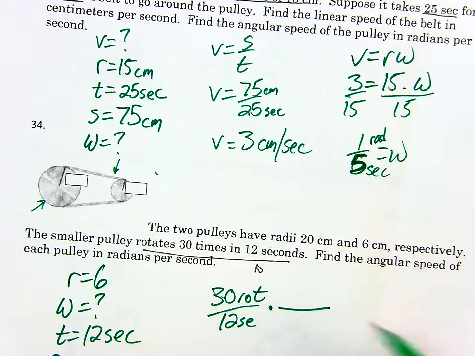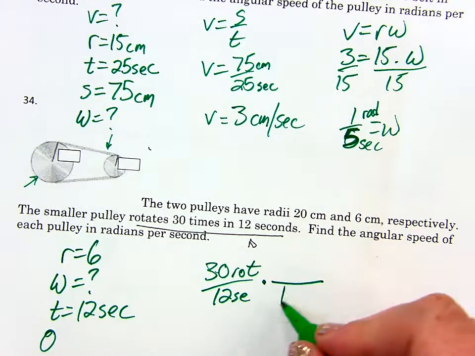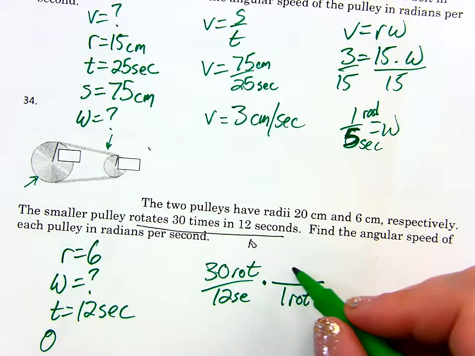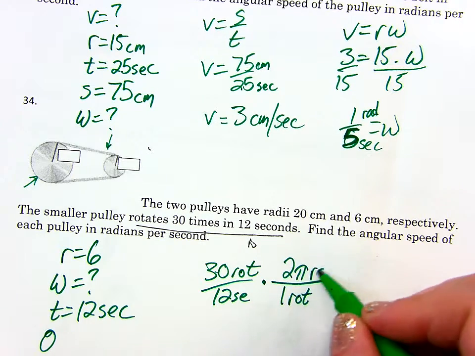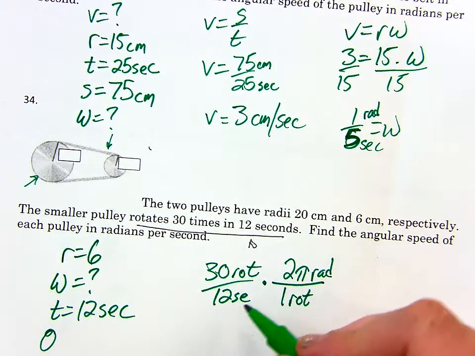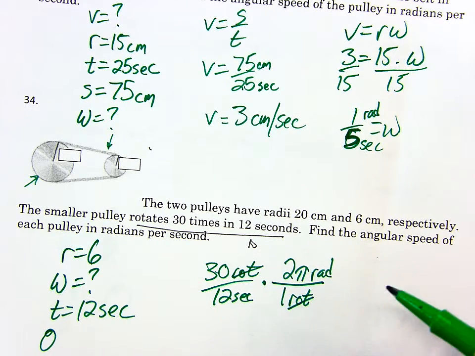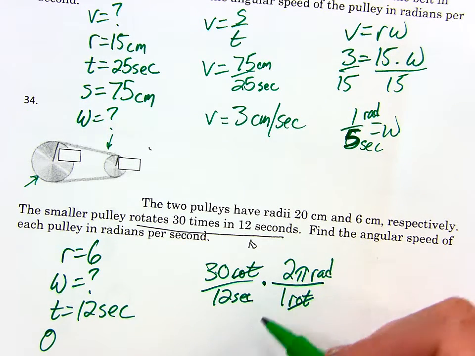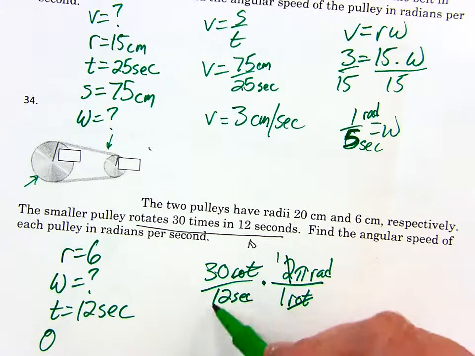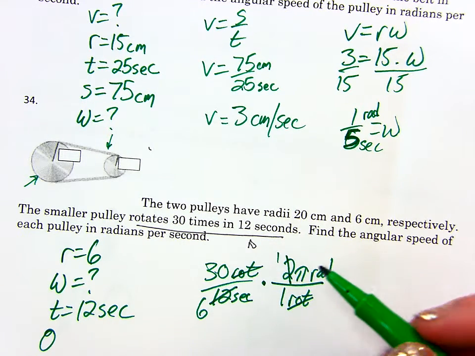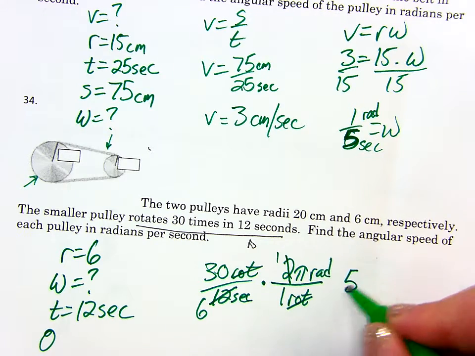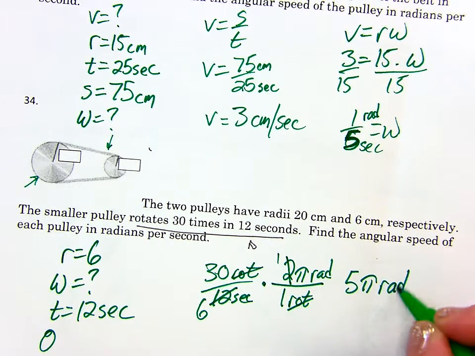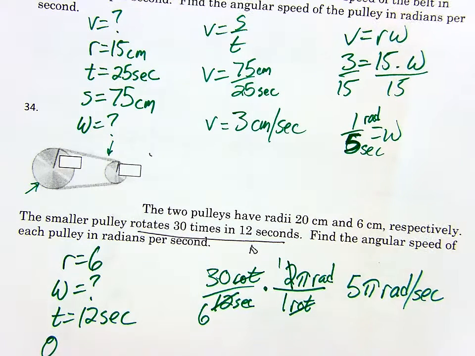I need to change this into radians. In one rotation, I'm going 2 pi radians. So now I can change this into radians per second. Let's do some fancy math here. Wouldn't that get me, it's a 1, that's a 6. Wouldn't it just be 5 pi? 5 pi radians per second. That's my W. Yep, radians per second.